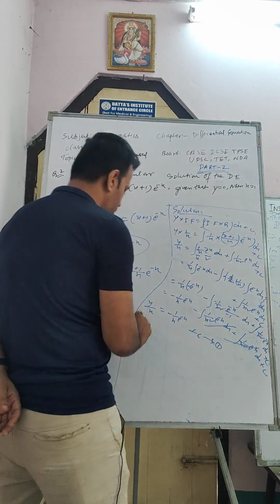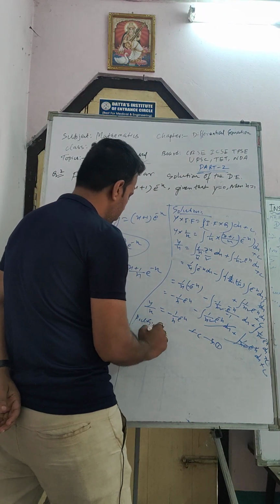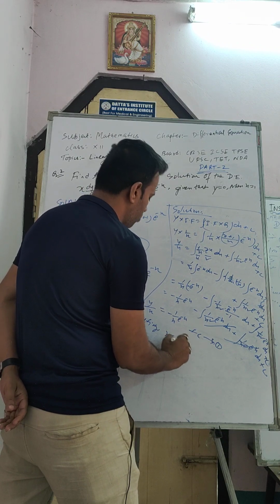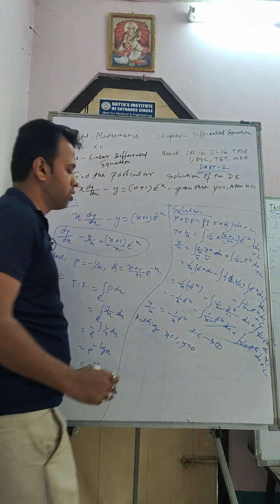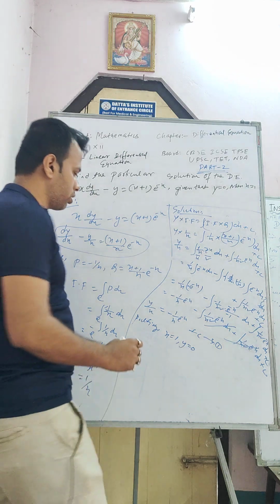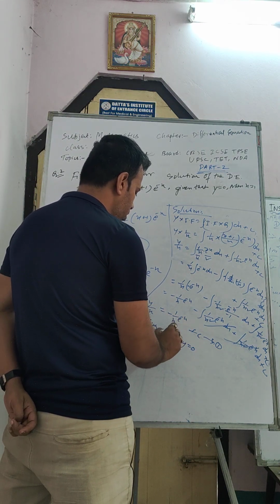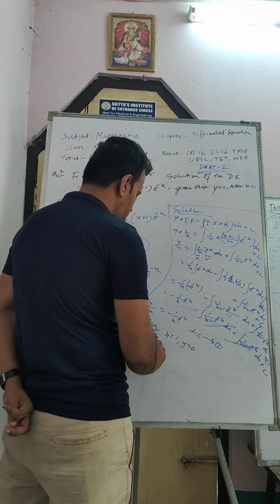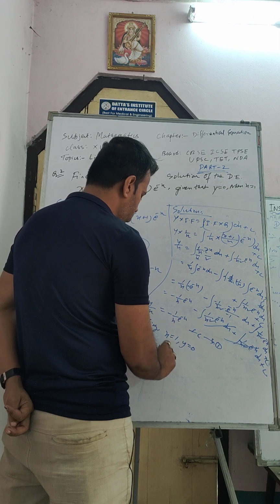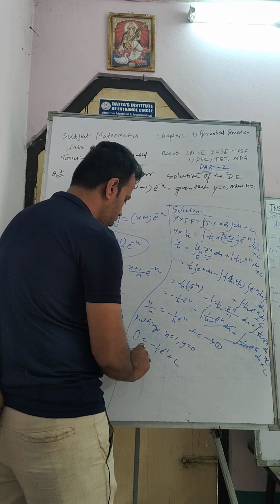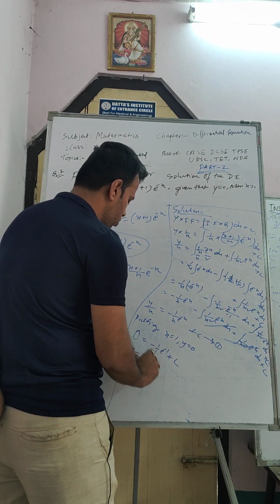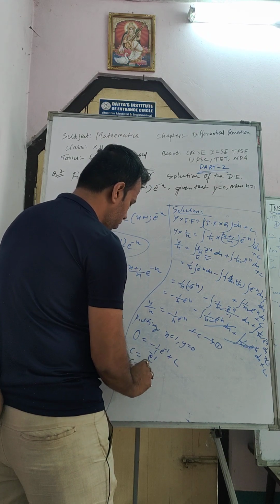Right, now putting x equal to 1 when y equal to 0, or y equal to 0 when x equal to 1. So if I put this here, it will be 0. Here it will be 1 by 1 e to the power minus 1 plus c. So it will be c equal to e to the power minus 1. So c equal to 1 by e.